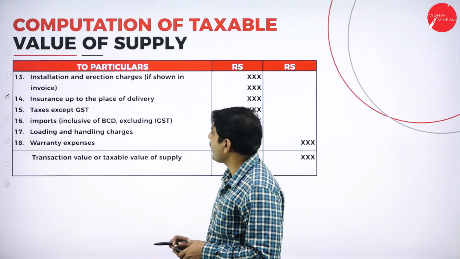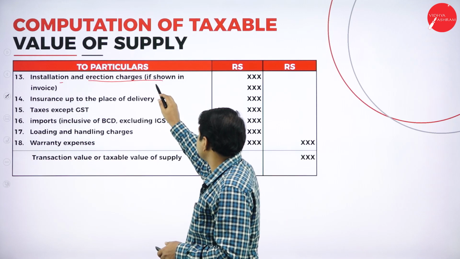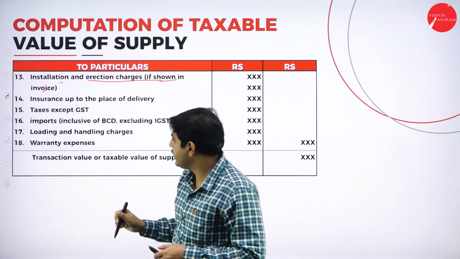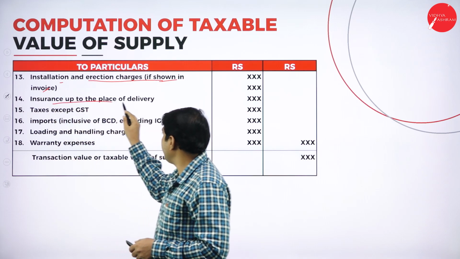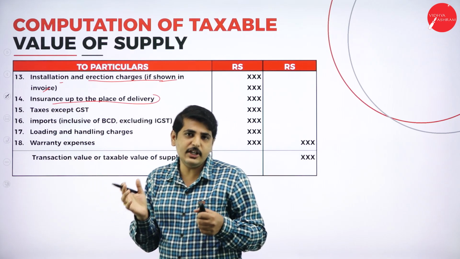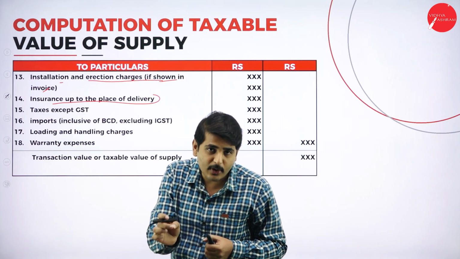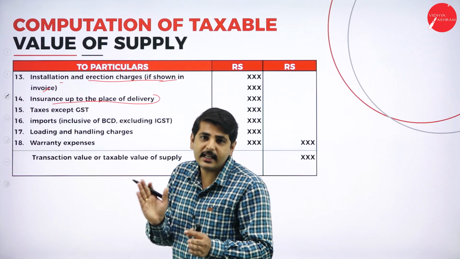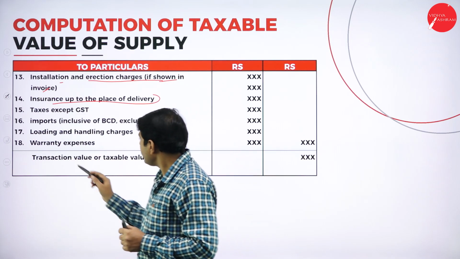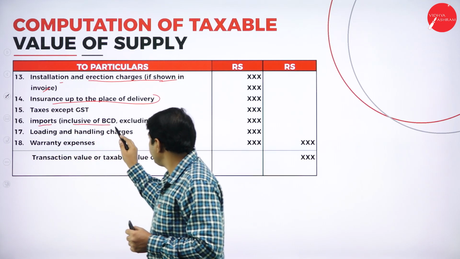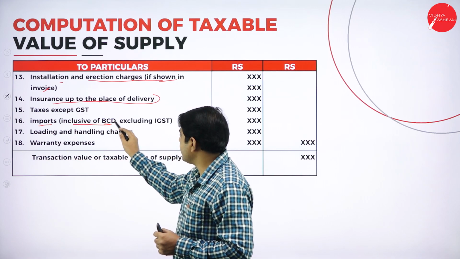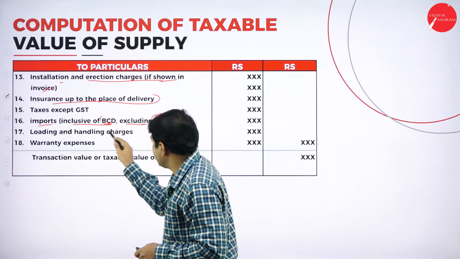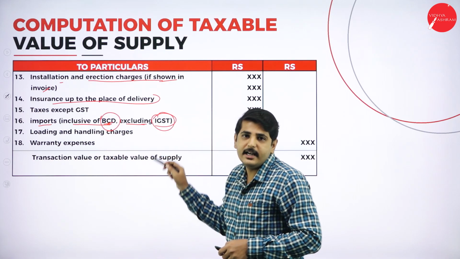Next one, installation charges if shown in the invoice. Only if shown in the bill can we add it back here. Next one, insurance up to the place of delivery. If there is any insurance, only up to the port should we consider. Once the goods reach the port, we should not consider any other charges. Next one, import inclusive of BCD, that means basic custom duty, excluding IGST, integrated GST. So we can add basic custom duty, but we should not add IGST.